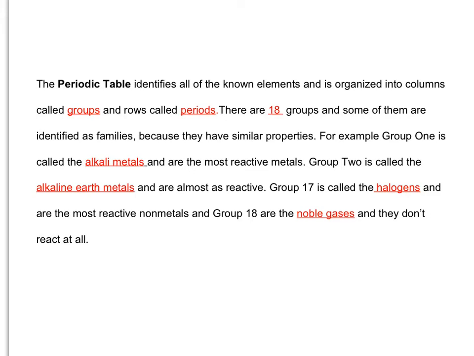So a family is a group of elements that behave in the same way. So the most commonly named ones are group 1, alkali metals, group 2, alkaline earth metals, group 17, column 17, the halogens, and then group 18, the noble gases. Quite often, the halogens react with the alkali metals to form salts.